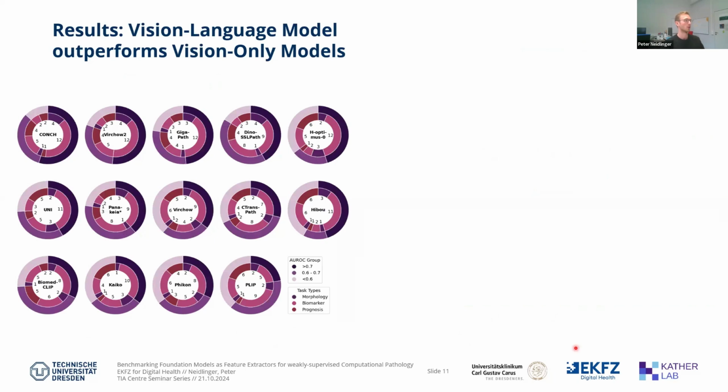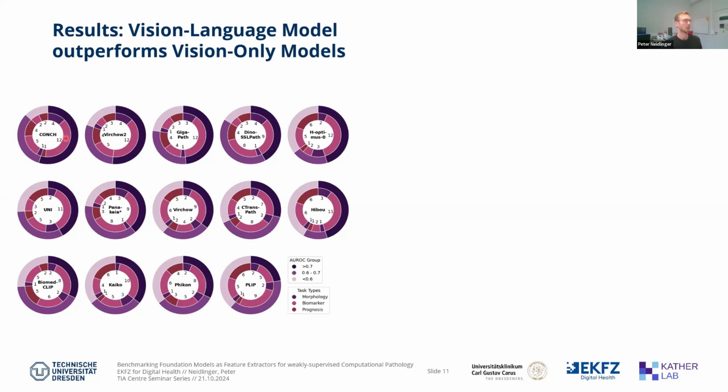Here I show all models again and all tasks, only a bit differently. In these stacked pie charts, the outer circle shows how many tasks the model manages to get an average AUROC of above 0.7, between 0.6 and 0.7, and below 0.6. And here it's sorted again by performance. So CONCH again the best, and then that's the worst model.